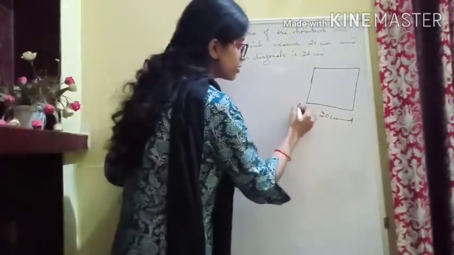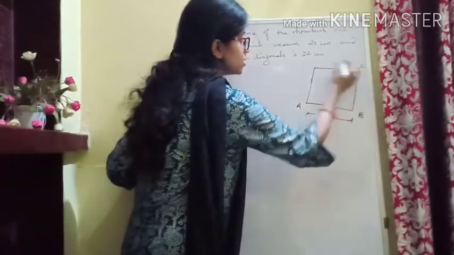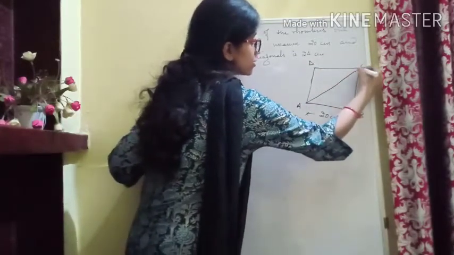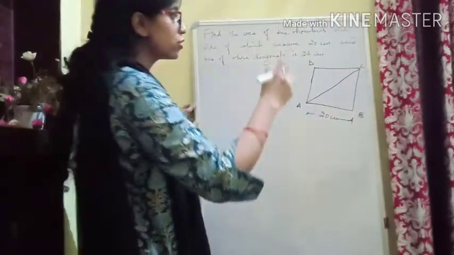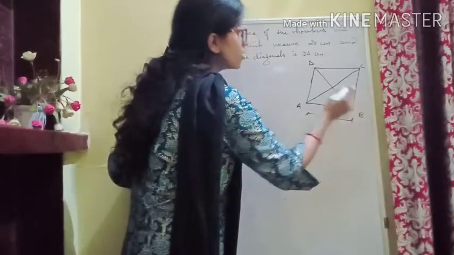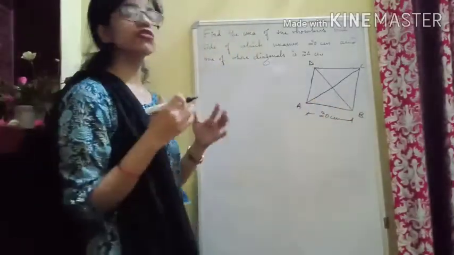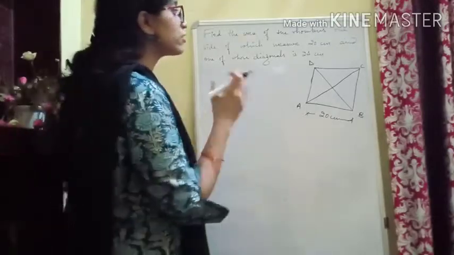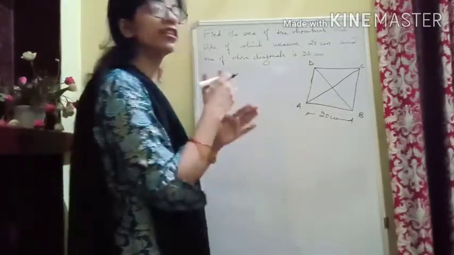So let's name it A, B, C, D, and let's say one diagonal is AC. The diagonal is 24, and the other diagonal is DB. First thing, the diagonals of the rhombus bisect at 90 degrees. That means they divide each other into half.